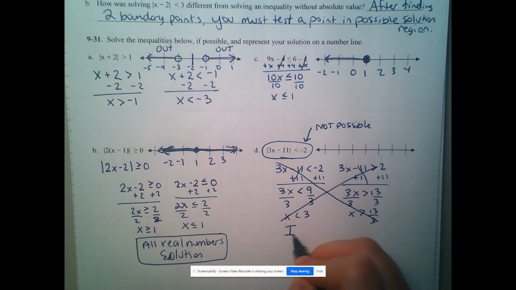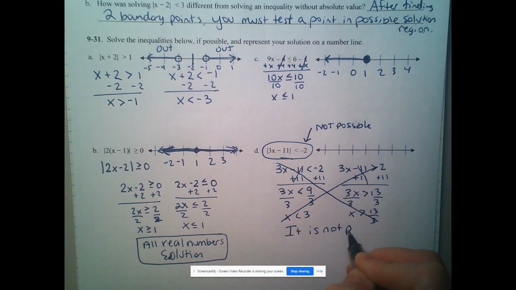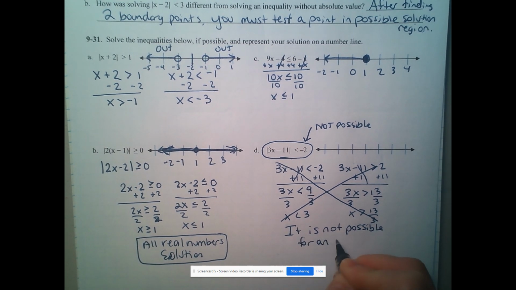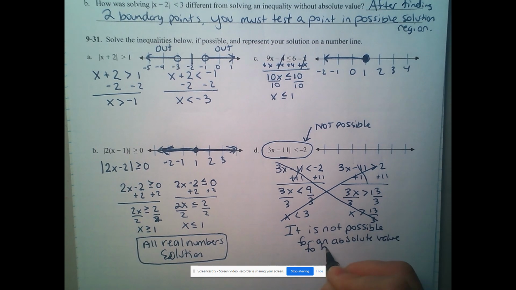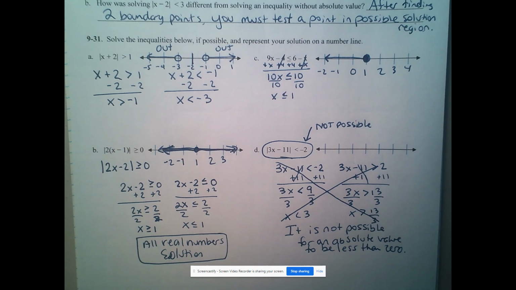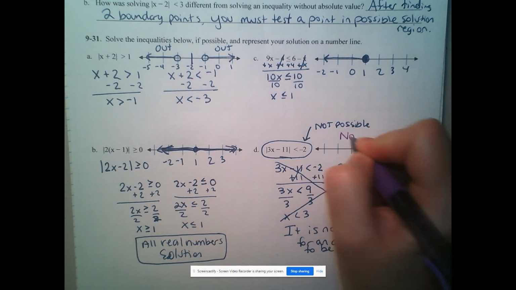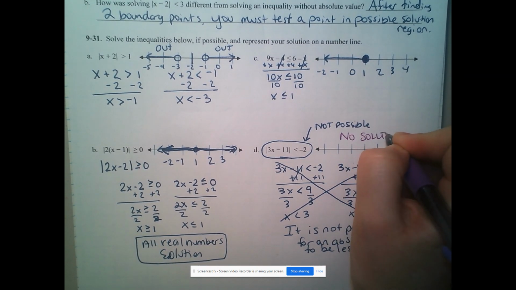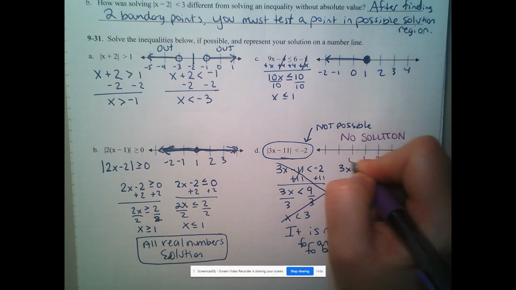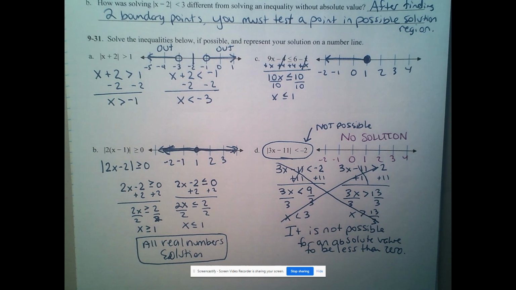And you should have said, it is not possible for an absolute value to be less than 0. So what is your actual solution? Your actual solution is no solution. There is no solution. So you can put your 1, 2, 3, 4, 0, -1, -2 and leave it empty. But literally none of that algebra should have been done because of the original problem.